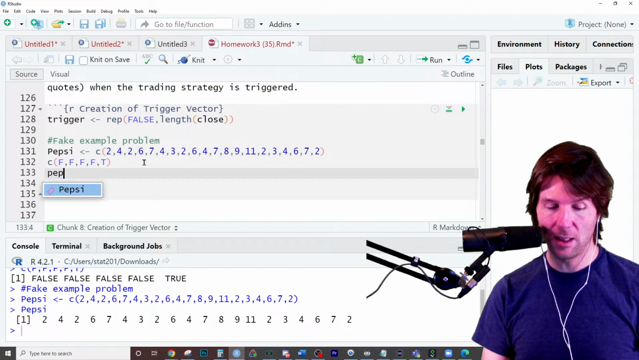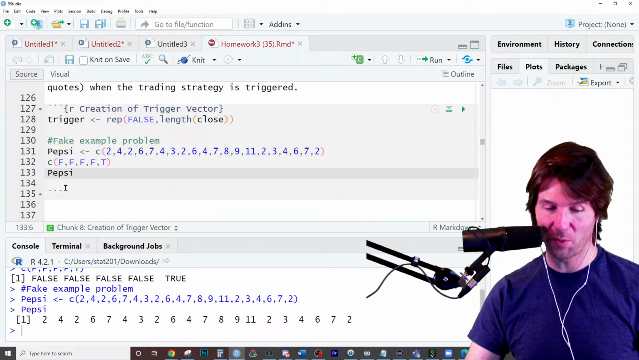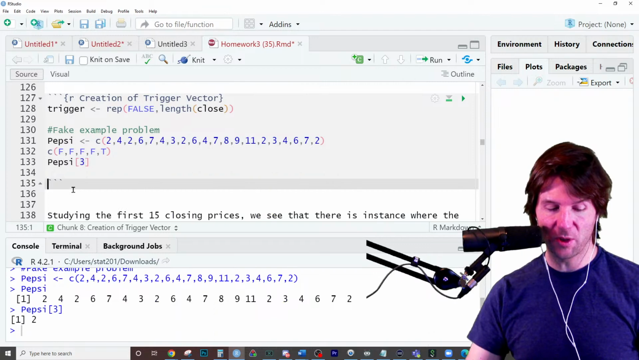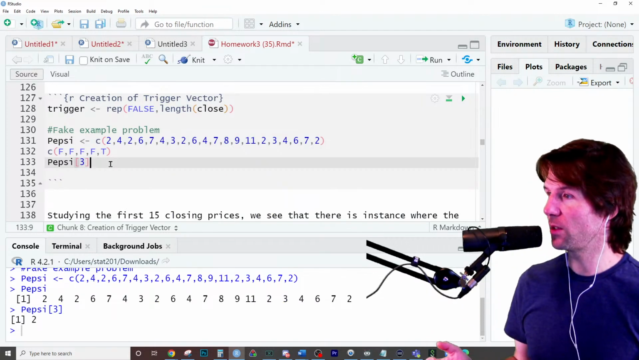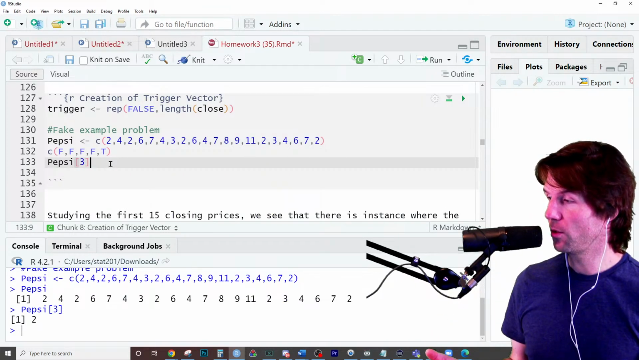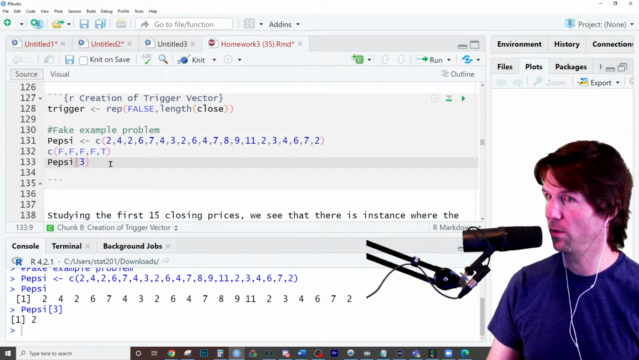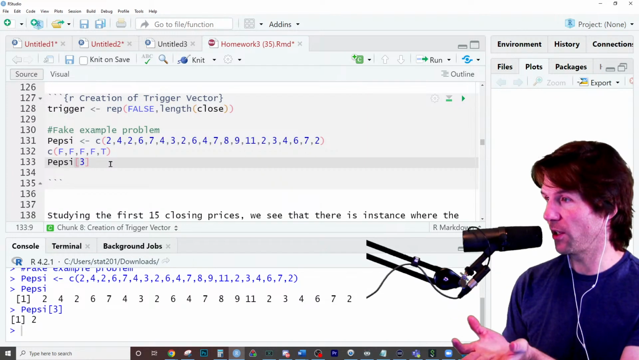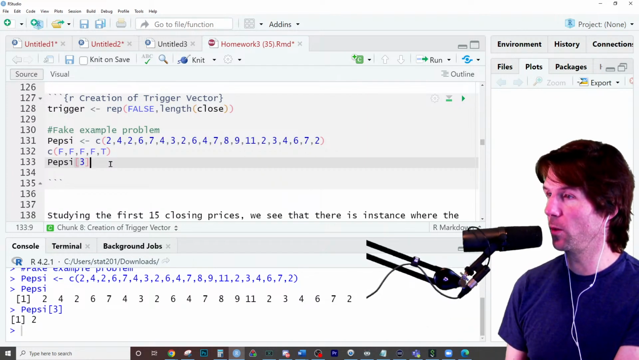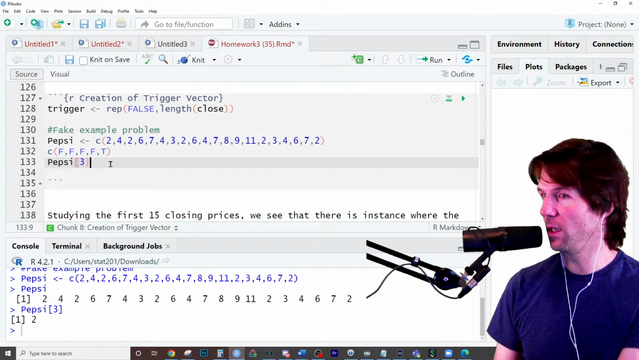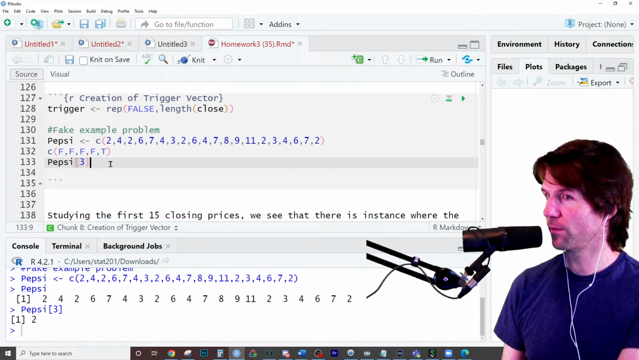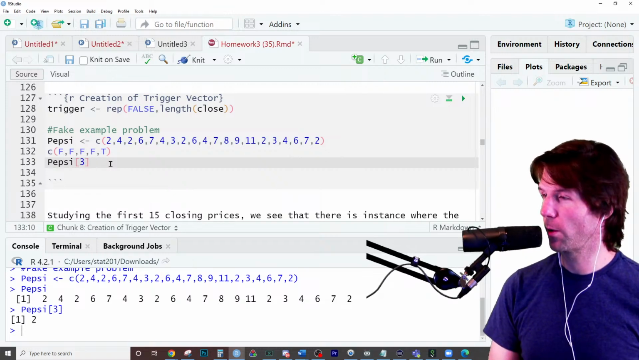So I'd ask, in the Pepsi stock, I called it 2, so it's not 3 in position 3. There's position 3, and I asked, did it go up? So I'm asking, is position 3 what to position 2? This is how I'm going to write my code to see if I should buy it. Is position 3 what to position 2? Because I want to know, did it go up?